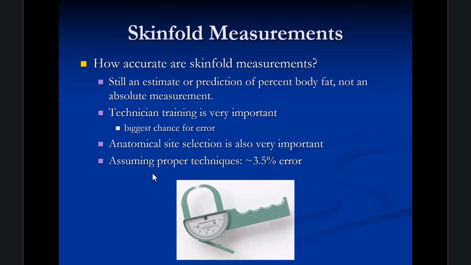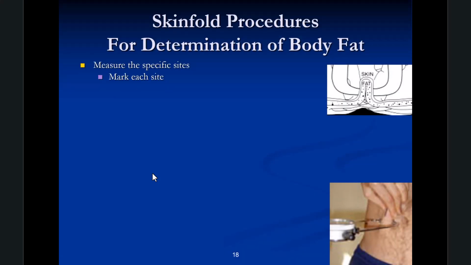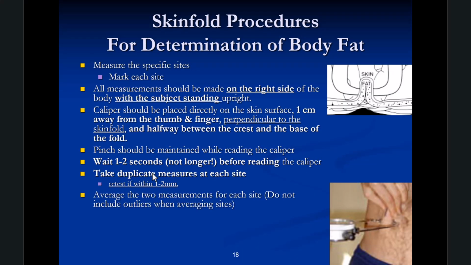When you use skin folds to assess body fat, here are the procedures. We want to do them all on the right side of the body unless there's a reason that you cannot. The subject should be standing up. The caliper is placed directly on the skin surface, about a centimeter away from the thumb and finger, perpendicular to the skin fold, and then you just measure the thickness.